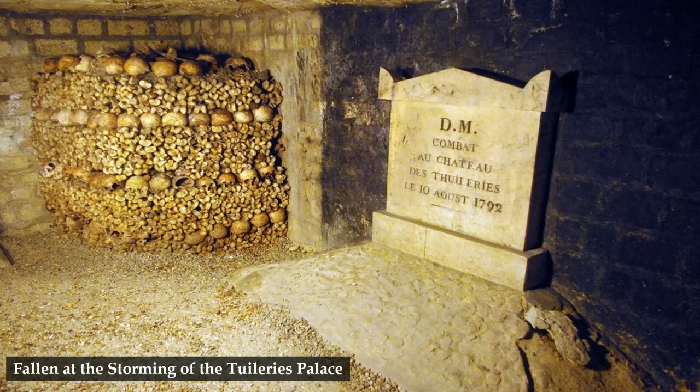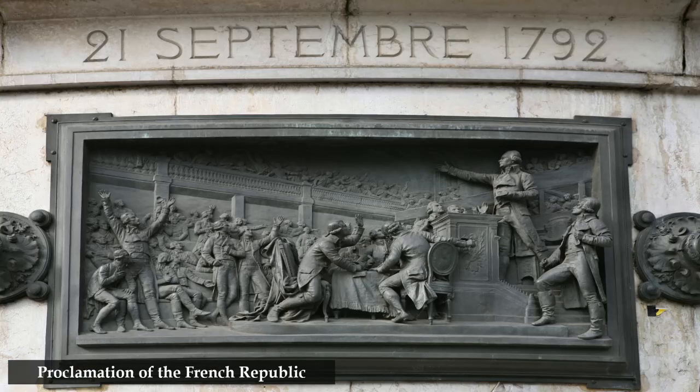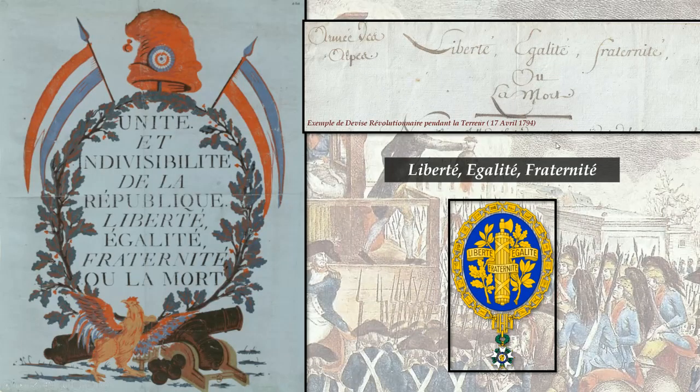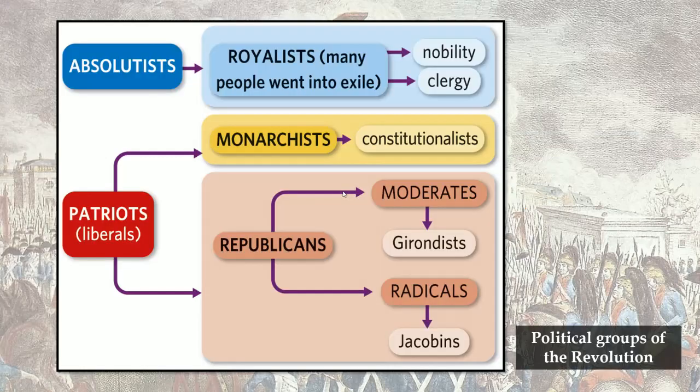After that, the Republic is going to be proclaimed on the 21st of September of 1792, and a new assembly is going to be elected by universal suffrage, called the National Convention. And these are the symbols of the first French Republic, and this is their motto: Liberté, Égalité, Fraternité.